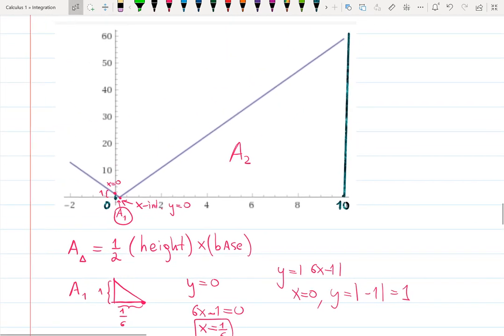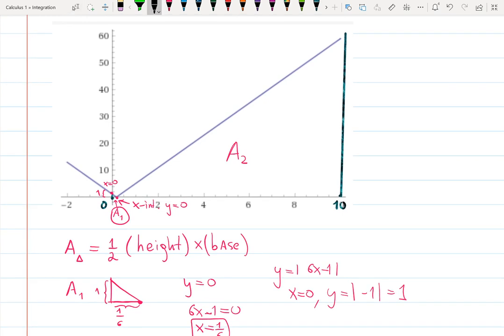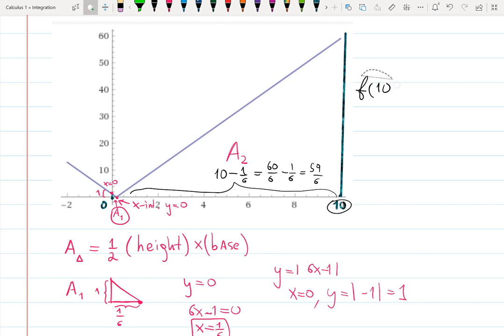The big triangle has base 10 or not? What is this base? This is not 10. It's actually 10 minus this little piece 1/6, right? 10 minus 1/6 is 60 over 6 minus 1/6, which is 59 over 6. That's my base. To find the height, I need to plug my 10 into the function. F of 10, that's going to be over here.